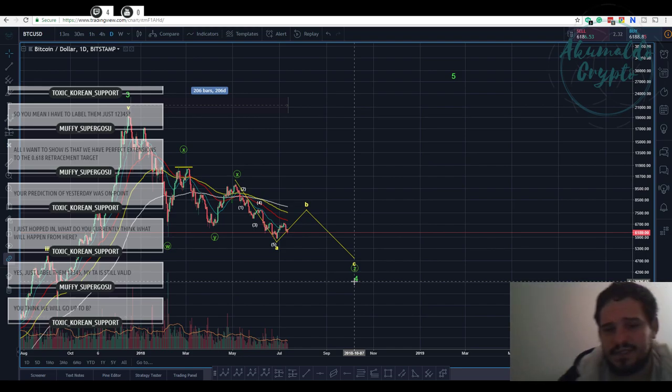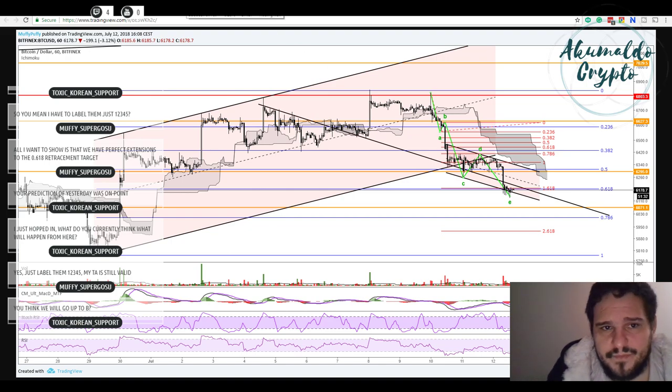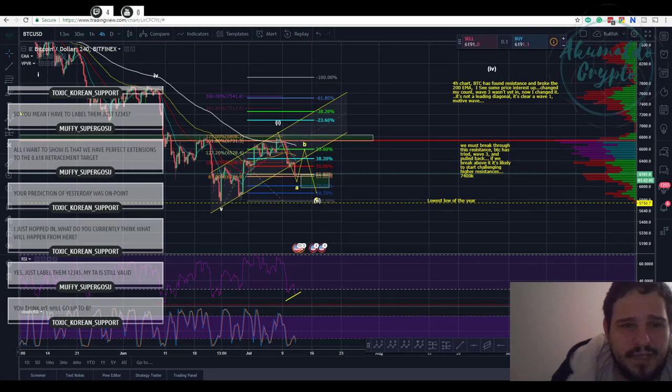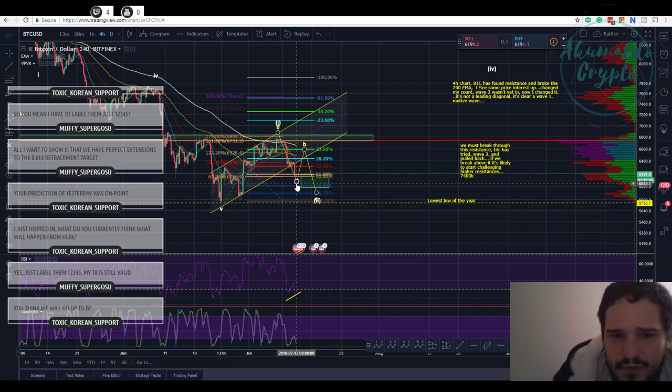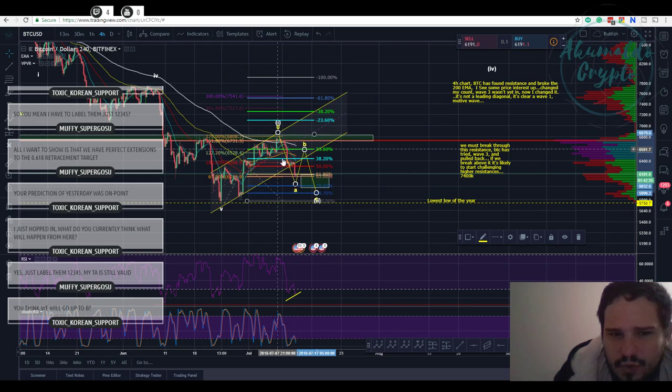My TA is still valid. If you label it, it's okay. I get what you're saying. If you say 1, 2, 3, 4, 5 here, and you have finished this is an A, okay? You have finished here the first wave of a corrective wave, okay? It can be, in this case, let me see here. You are saying that you have finished this first wave A here. Okay, this motive impulse wave down. You say we have finished it. We are going up for our B.